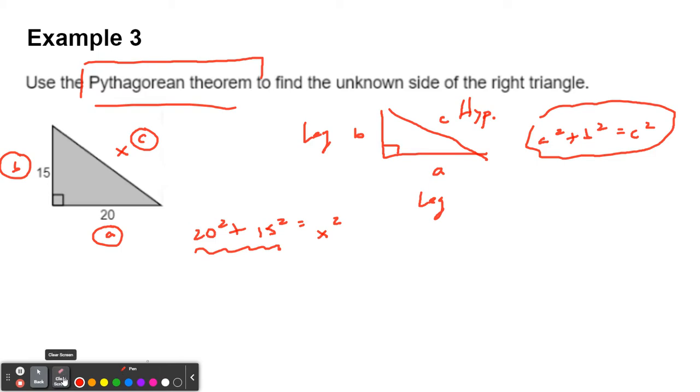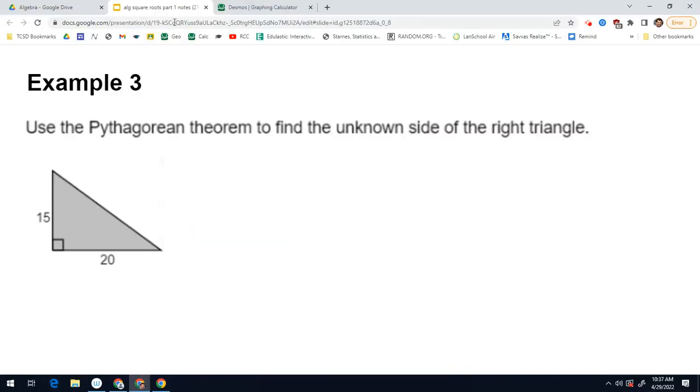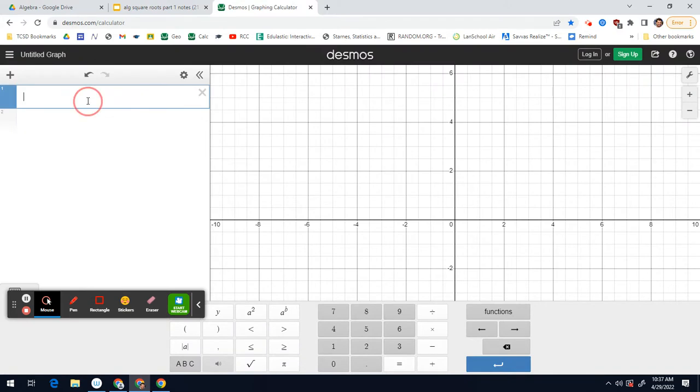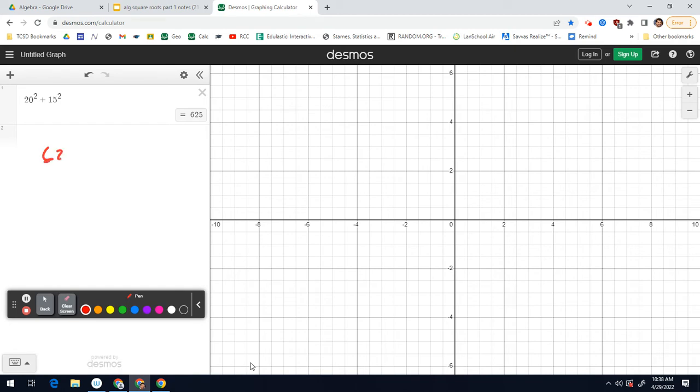Okay, so let me show you how to do that. So if we go to Desmos, and we do separately, right? So we're going to do, oh no, I'm sorry, we're going to do this, 20 squared, sorry, plus 15 squared, right, separately. Okay, so we do them individually, but we add them together. That's 625. So 625 equals x squared. And now on the very first slide, if you have to get rid of a squared, the way you do that is you take a square root.